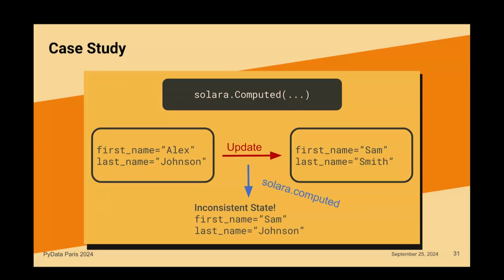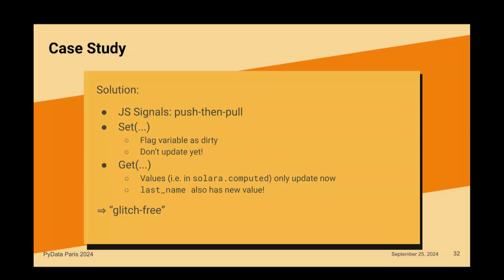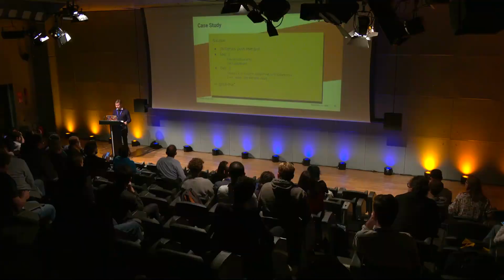So in our previous example, instead of changing first name first and then last name, you would still do it in that order, but that change would only propagate once both are changed. And that would actually end up with us in what's called a glitch-free reactive programming system. And this is what we hope to implement in Solara 2.0. So we fixed the issue we found, and everything should work brilliantly.